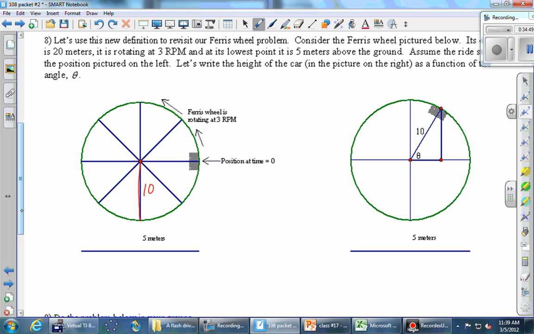So we're trying to come up with some formula, where the input is theta and the output is the height. And we've already figured out that if theta is 0 degrees, meaning we haven't rotated at all, then what was the height? It's 15.